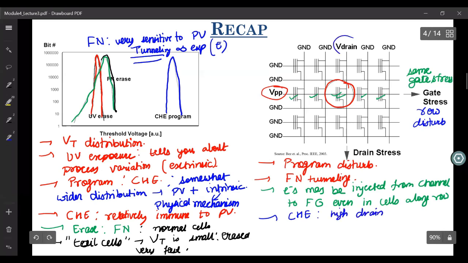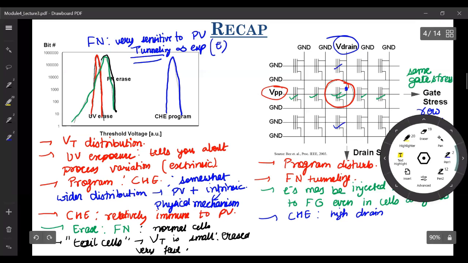So you apply a high V drain over here, and then what happens? You ideally want this V drain to only get applied to this cell, but since all cells in this column are actually sharing their drain terminal, the same drain voltage gets applied to these neighboring cells as well. And because of this, what happens?